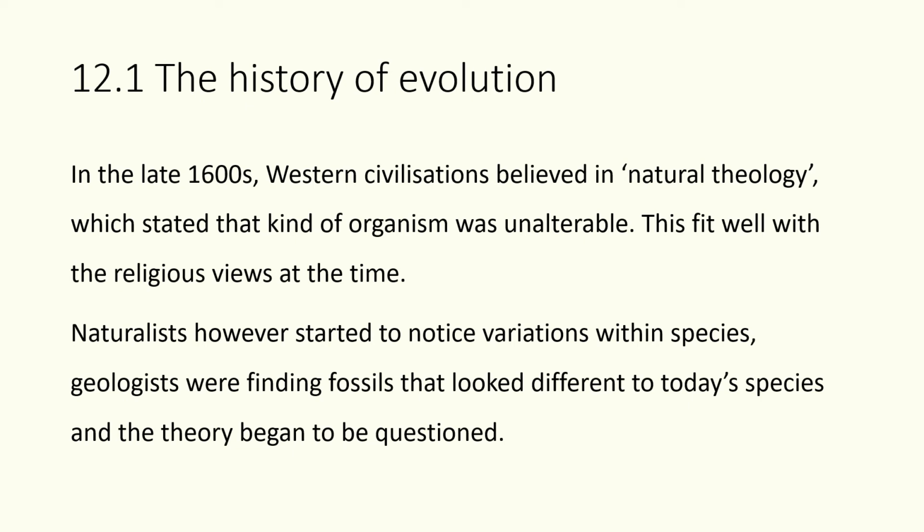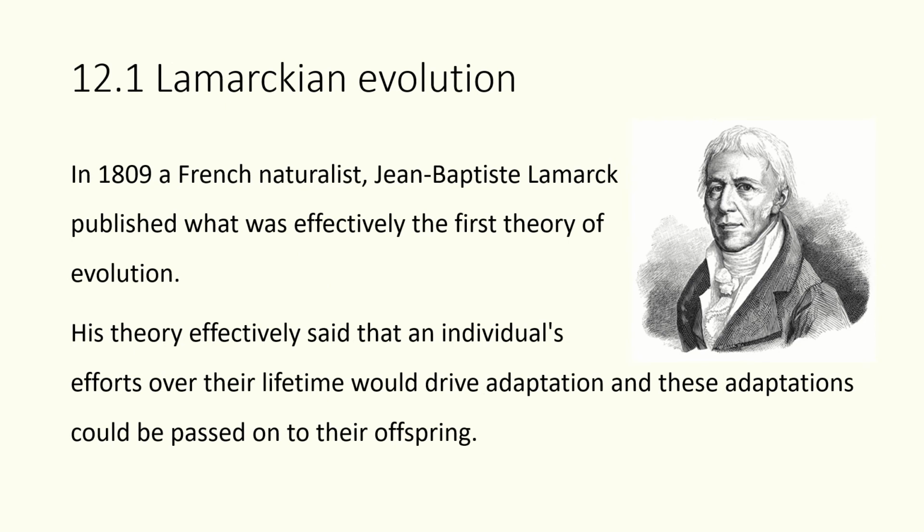But scientists started to notice differences. Naturalists started to notice variations within species, and they noticed how also, on the other side of that, similarities between closely related species. Geologists were finding fossils that looked really different to today's species and fossils of organisms that no longer existed. And so this theory of natural theology started to be questioned. From all of that, it took probably another 100 years or so before Jean-Baptiste Lamarck, a French naturalist, came out with what is effectively the first theory of evolution in 1809.